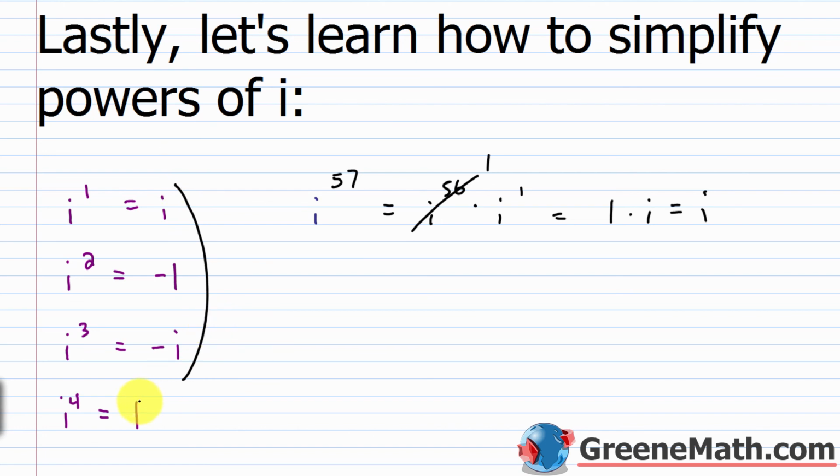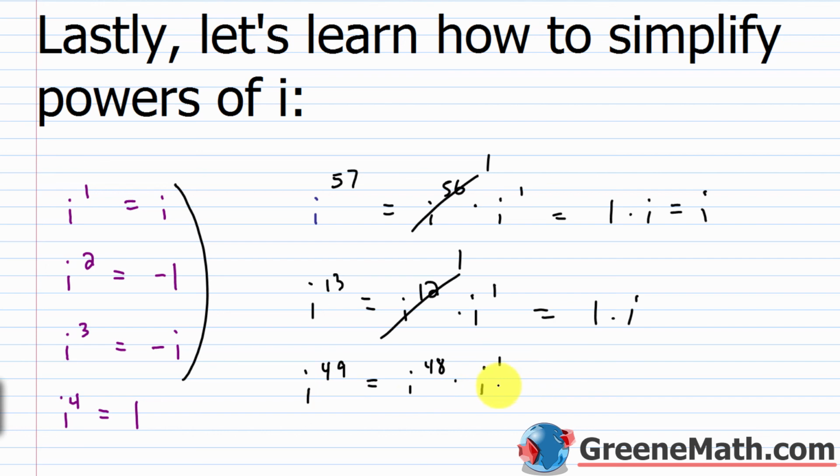If it's a number for your exponent that's larger than 4, look for the next number down that's divisible by 4. So if it's 13, I'm looking to write this as i to the 12th power times i to the 1st power. This is 1, and you get 1 times i. If it's i to the 49th power, we know 48 is divisible by 4, so i to the 48th power times i to the 1st power. This is 1. 1 times i is just i.